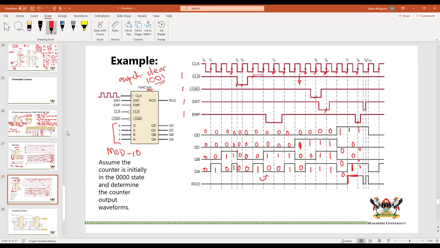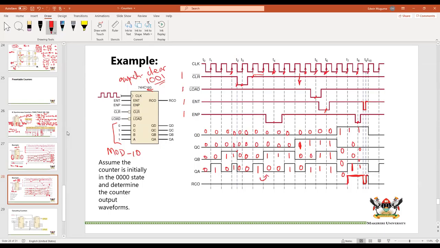However, now this is the interesting part. At some point, ENT goes to zero. We said that RC note is high only if ENT is high. The moment ENT goes to zero, RC note will also go zero. So while ENT is zero, RC note also goes to zero, even though we are still in the terminal state. When ENT goes back to one, RC note goes back to high.